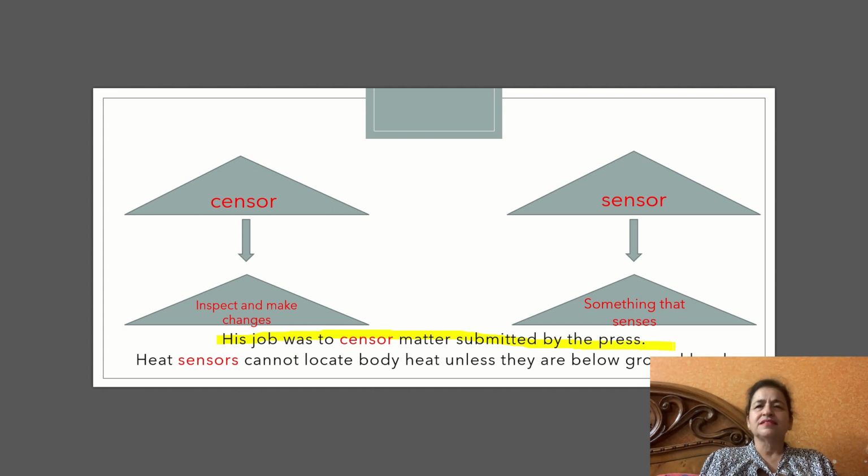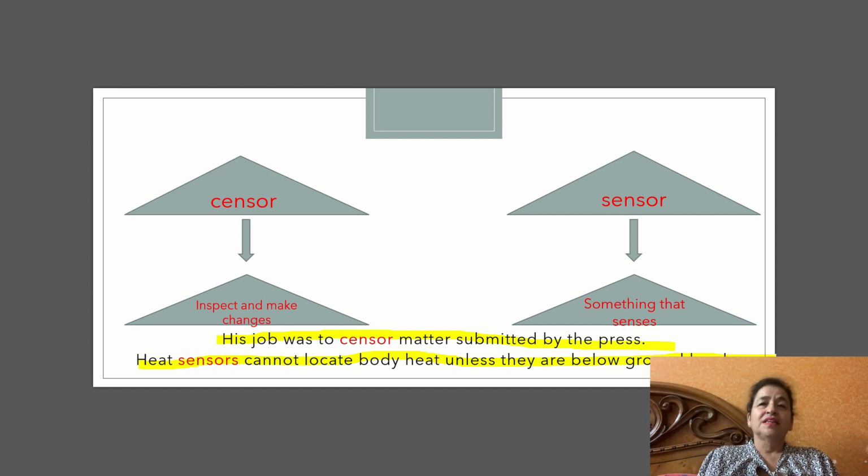And then next is sensor, right? Heat sensors cannot locate body heat unless they are below ground level. The heat sensors cannot locate body heat unless they are below ground level. So here we are up with our 6 words, yet there are 4 more words to go, right? I hope you're enjoying them and are reviewing them along with me.